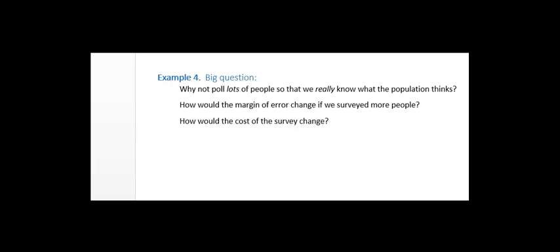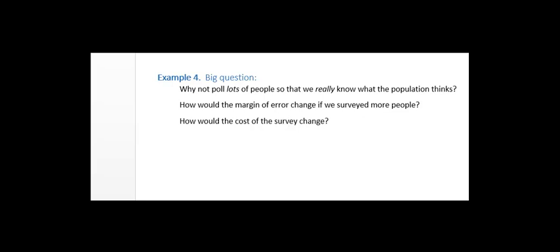Okay, so let's try to answer this question of why don't we poll lots of people so that we really know what the population thinks? If we poll a really lot of people, we can get that margin of error down to as close to zero as possible so that we know really exactly what the population is thinking at the time, right? So let's have a look at how the margin of error would change as we survey more people, and how the cost of the survey would change as we survey more people.